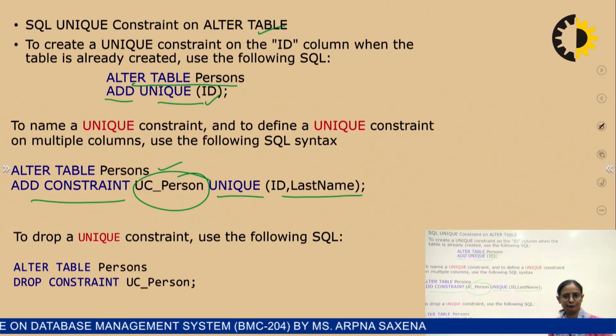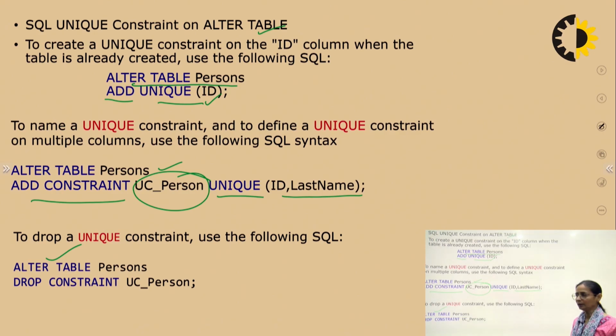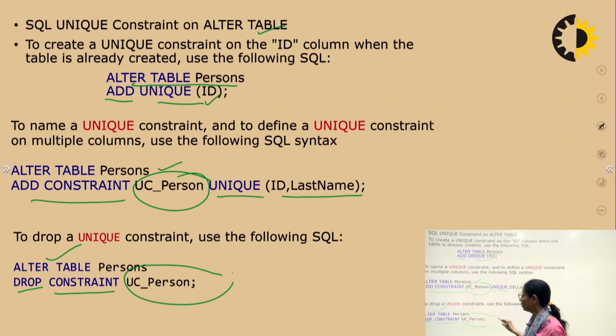Now, what if later on I want to drop a constraint? In SQL, we get the mechanism to drop the constraint also, just like dropping a table. So here I am again using the alter table command: alter table, table name, drop, and then the keyword constraint, and which constraint I want to drop, UC person, which I have defined over here.